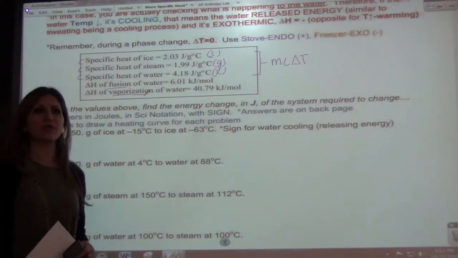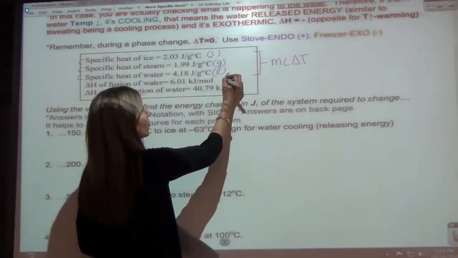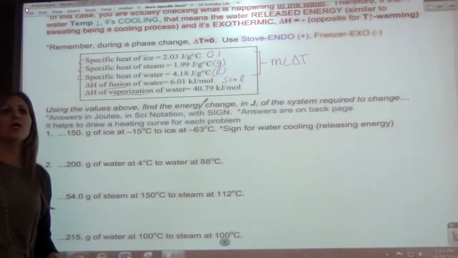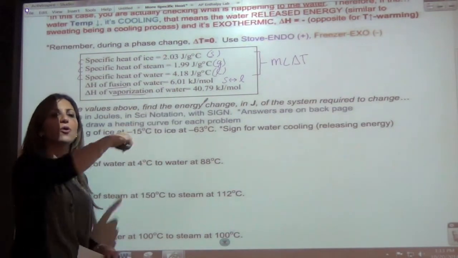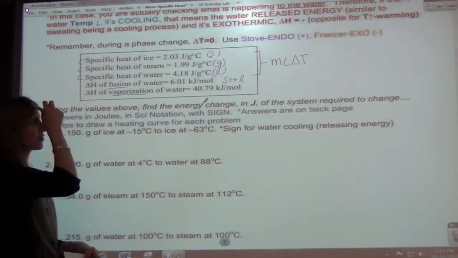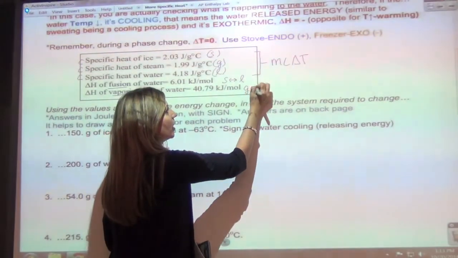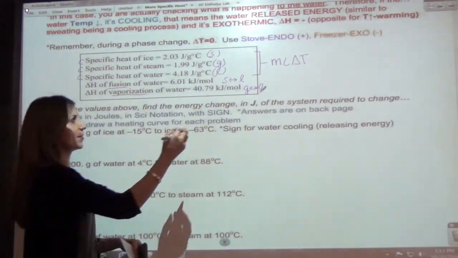What is fusion referring to? Liquid to solid or solid to liquid. It's either one, and the reason why is, I'm going to do a double arrow. The reason why it's either one is because the value would be the same. What's the only thing that would be different? The sign. Awesome. Nice. Okay. So what's vaporization? Gas to liquid or liquid to gas. Again, it's just your sign that's going to be different.